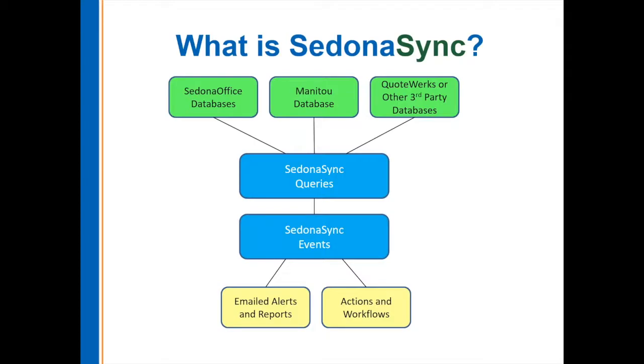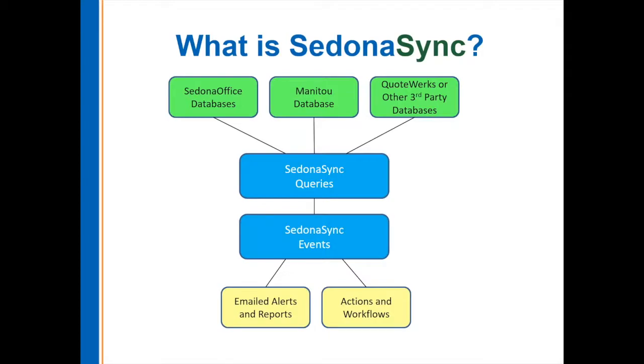With getting a little creative, you can actually match the data up between applications and do some really interesting reporting that way. So the query is what we're actually extracting from the database. That's going to be either the notification that you want to send out or the raw data for the report. And then the event side of SedonaSync is what we're actually going to do with that data. Are we going to email it out as an alert, which is just a simple notification, something that alerts somebody that there's something going on? Or are we going to email out a report, which is a detailed list of all the data that qualifies?